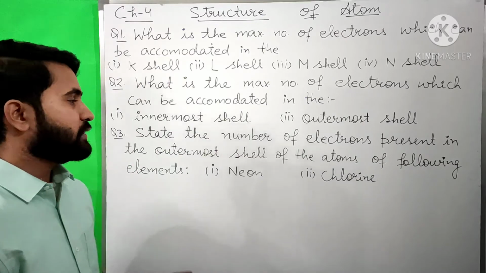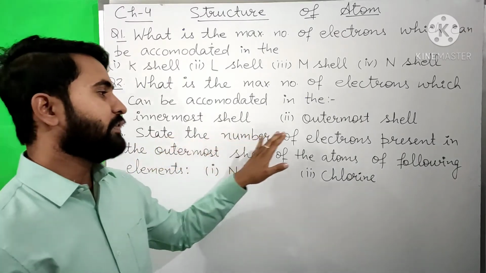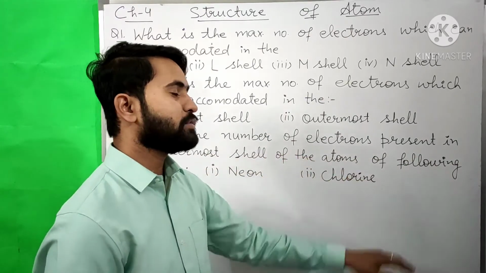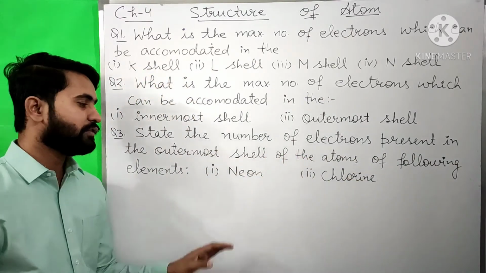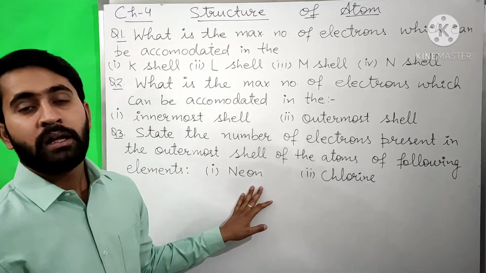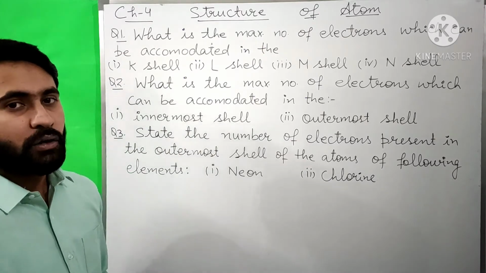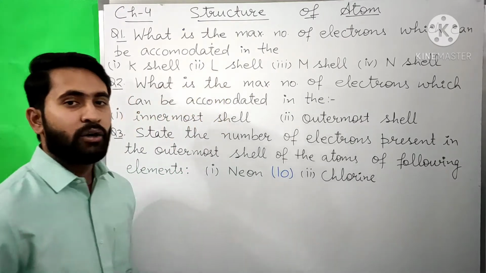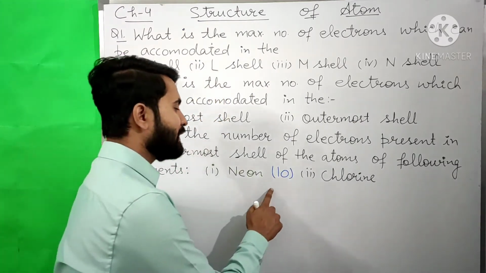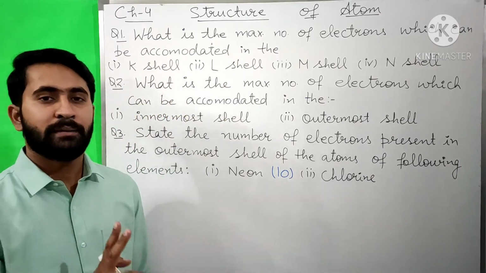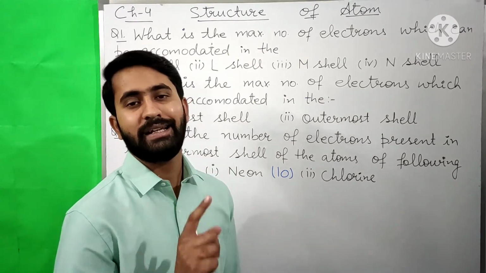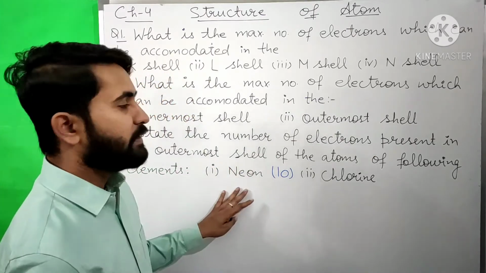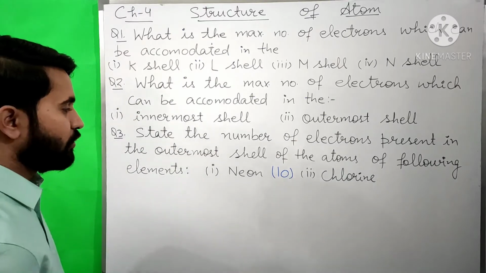Now the next question is, state the number of electrons present in the outermost shell of the atoms of the following elements. So first is neon. Now the atomic number of neon is 10. So the neon atom will have 10 electrons because the number of electrons present in an atom is equal to its atomic number. We will first write its electronic configuration.